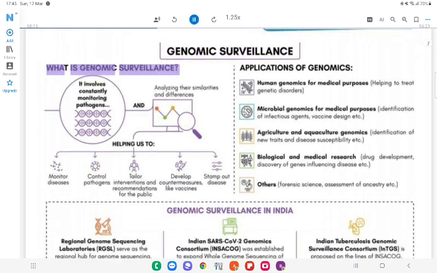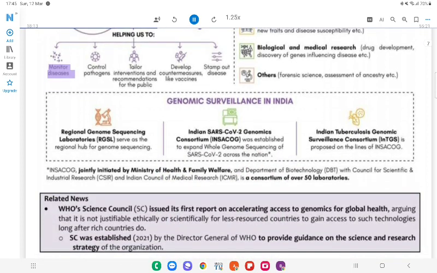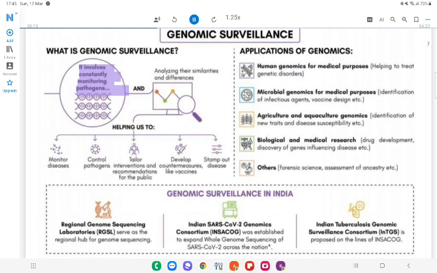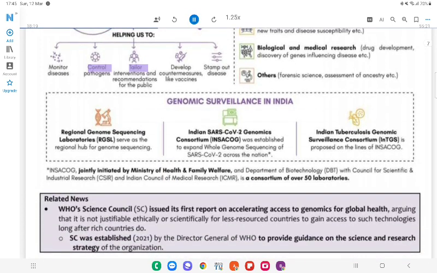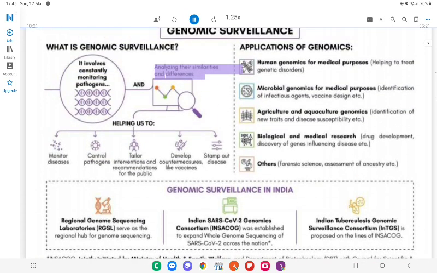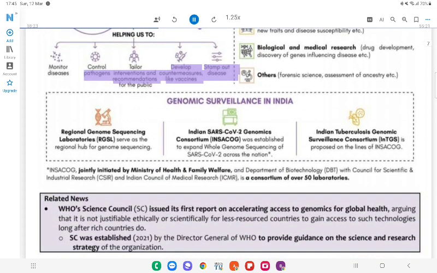Genomic surveillance. What is genomic surveillance? It involves constantly monitoring pathogens, helping us to control diseases, analyzing their similarities and differences, and developing interventions and countermeasures, such as vaccines.